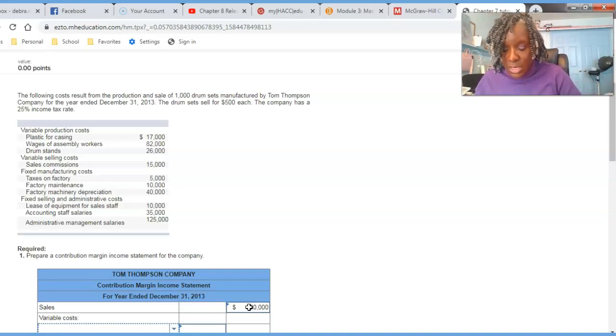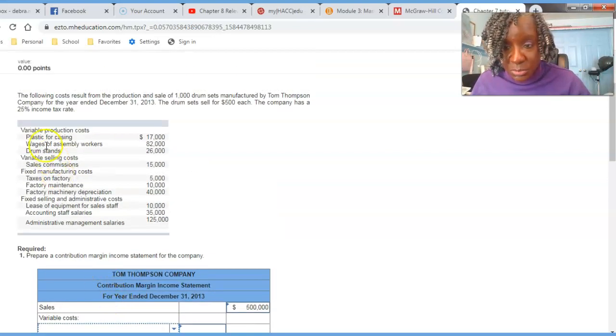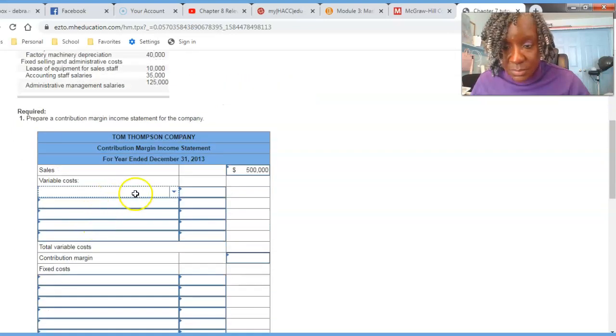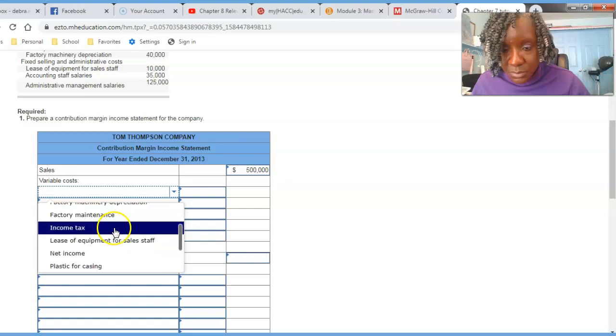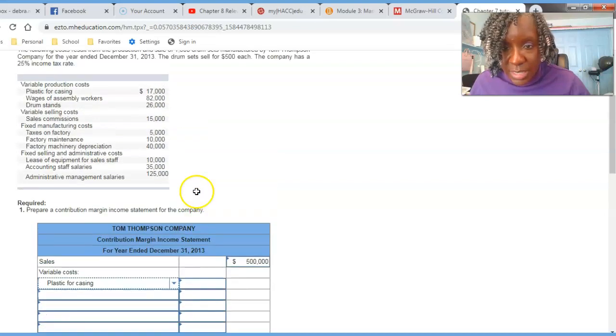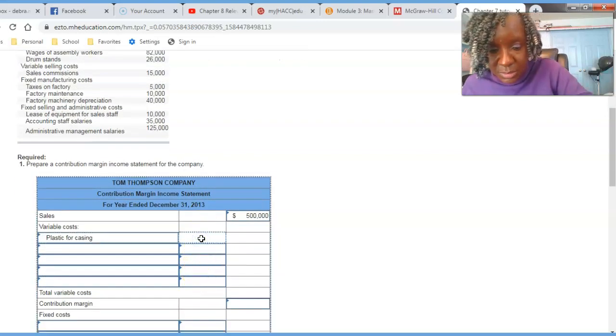Okay. Now, with a contribution margin statement, remember we talked about this. It's a little different from the income statement in that we're going to take our variable costs. I'm going to zoom out a little bit so you can take a look. We're going to be reducing our sales by our variable costs to come to our contribution margin. So let's deal with the variable costs, which are noted here. Plastic for casing. I'm going to put that there, plastic for casing. And they gave me the amount of 82,000. So I'm going to put that there.